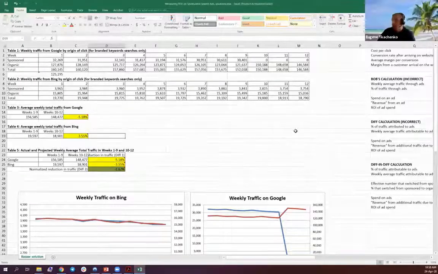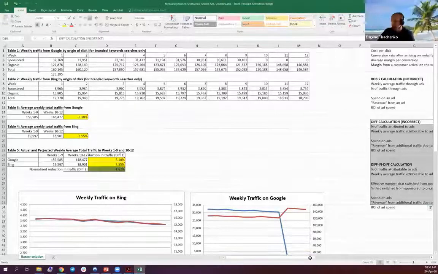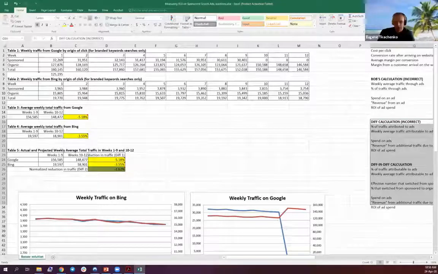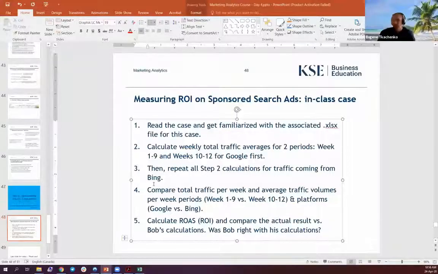But here's the thing. We also need to understand Bob's logic in terms of the way he perceived the calculations, as well as calculate correct results. So Bob's calculation is most likely incorrect at this point, as many of you have guessed already, because the ROI, or ROS in this case, better to say, but we can use them interchangeably, of a positive 320% is overinflated.